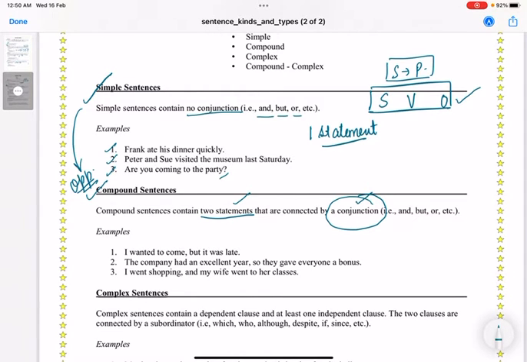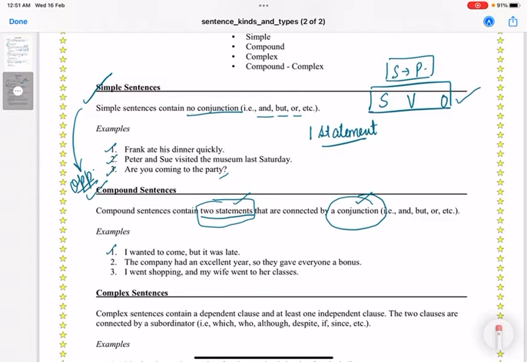For example, I want to come, but it was late. Now, what do we mean by two statements over here? That there are two pieces of information. The first statement is that I want to come, and the second is that it was late. Now we have two pieces of information over here, and we are connecting them using a conjunction which is but. That I wanted to come, but it was late.